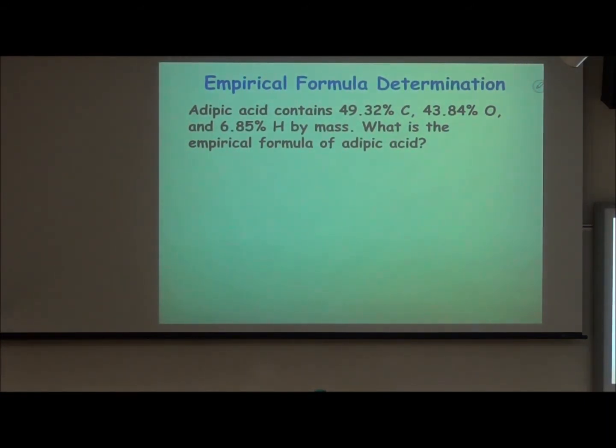With our set of percentages, we're going to replace the percents with grams. So we're going to start with 49.32 grams of carbon, 43.84 grams of oxygen, and 6.85 grams of hydrogen. And we're going to convert each of those into moles.